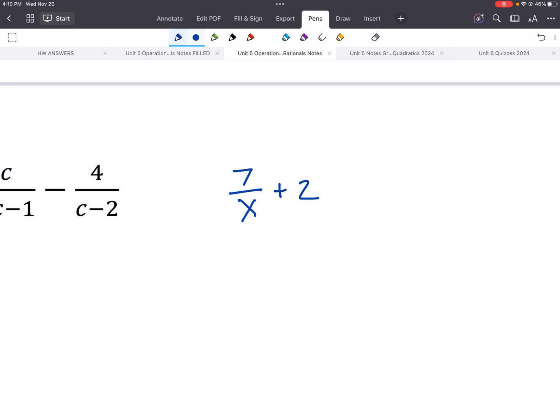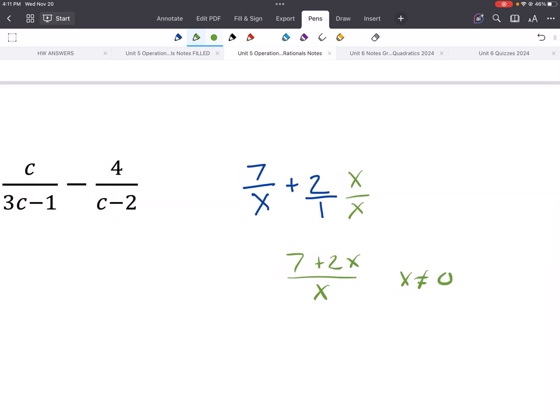So we need to have a common denominator, but this side doesn't have a fraction. So can we make this be a fraction? Sure, we could put a 1 underneath. So what would we need to do to make it so we have an x on both terms? We'd have to multiply the right side by x over x. So now we've got 7 plus 2x over x. Again, we can't cancel or factor anything else, so this would be our answer, and x could not be equal to 0. Okay, so there's just a little example.